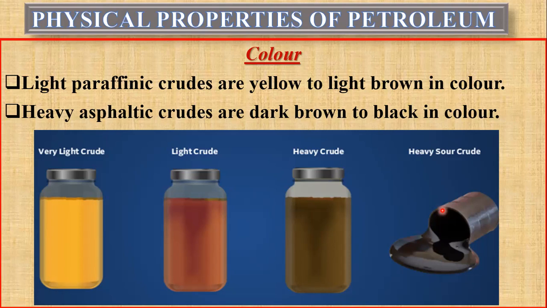So the color also helps us to identify the type of crude oil using visual inspection. There's no need to go and do any test. Once you look at the crude oil, you'll be able to know whether it is a heavy crude oil or a light crude oil.